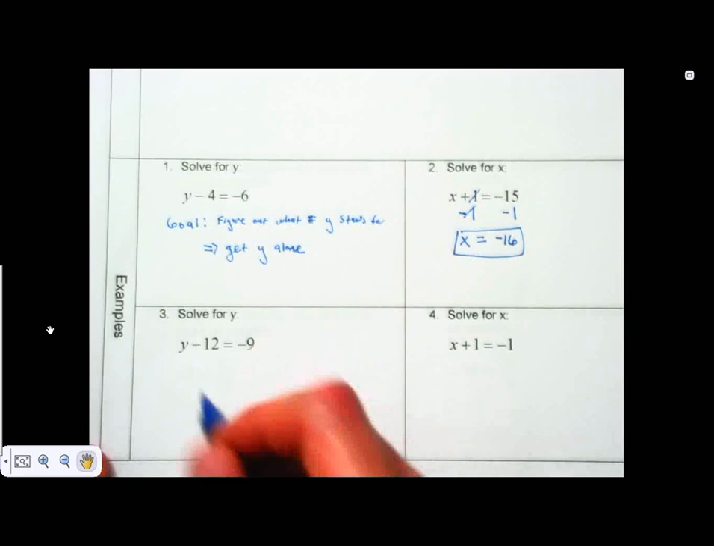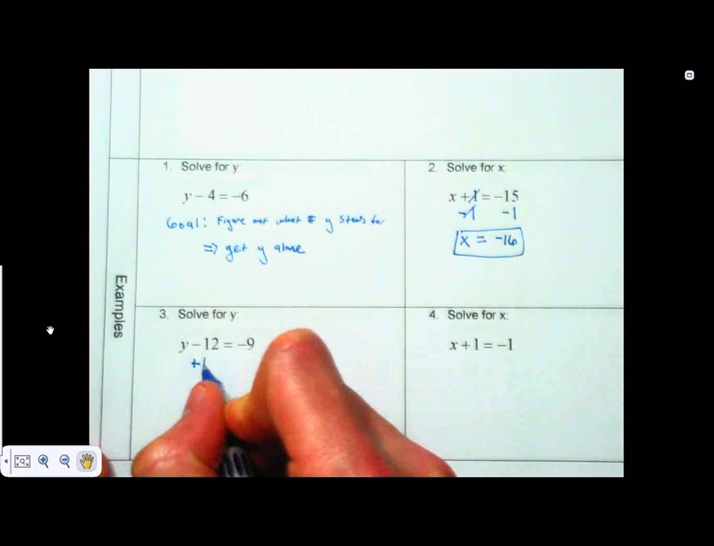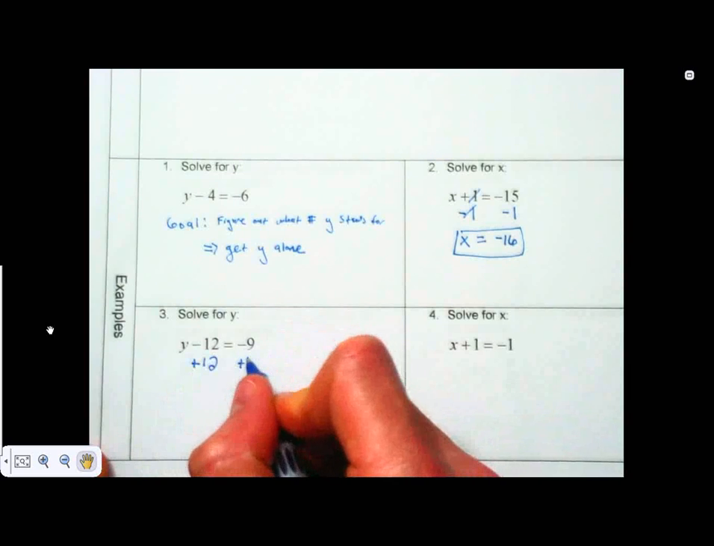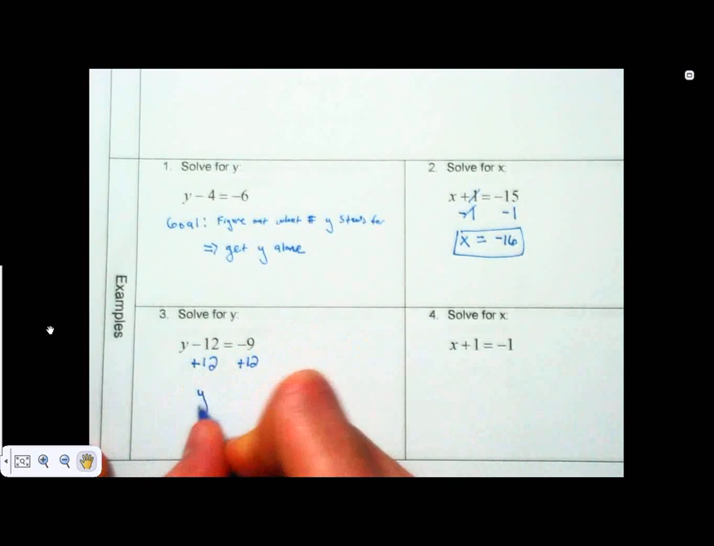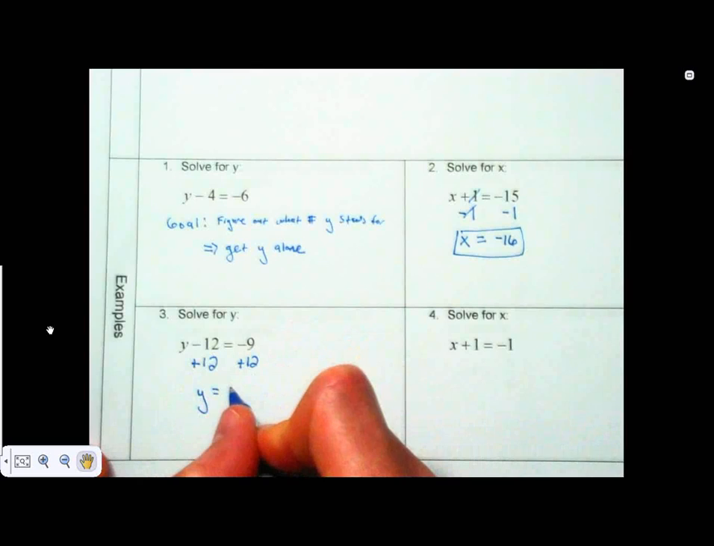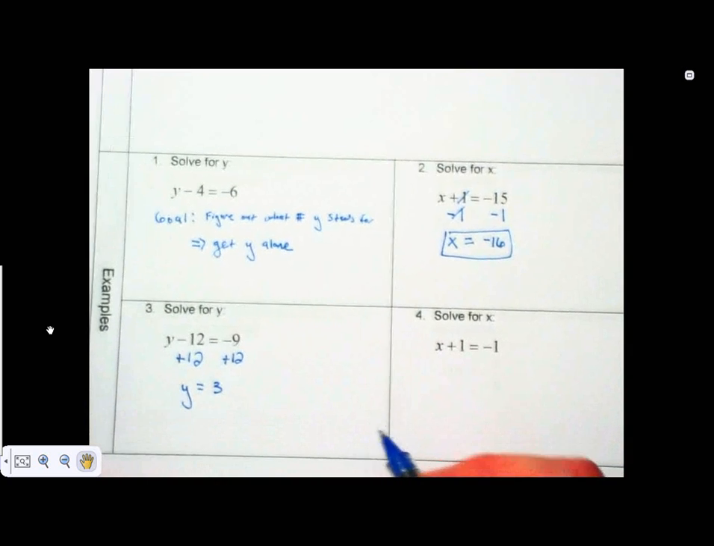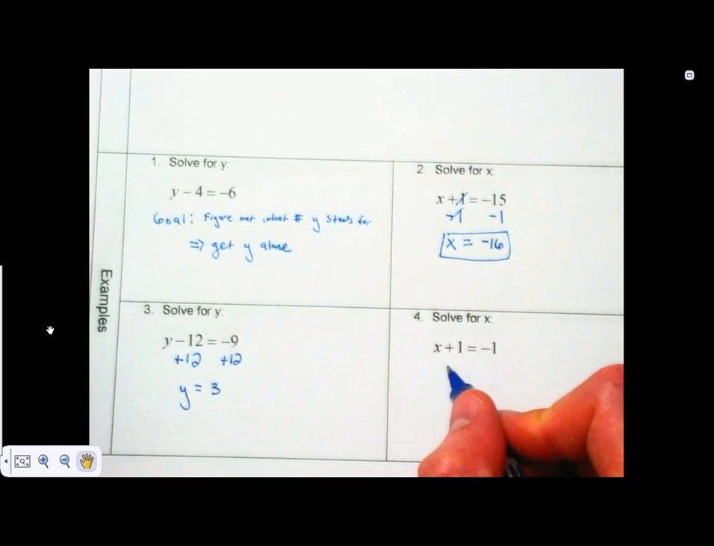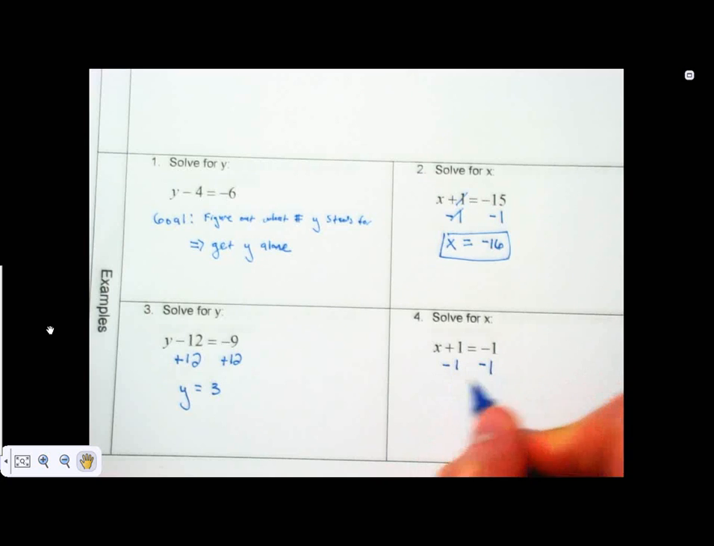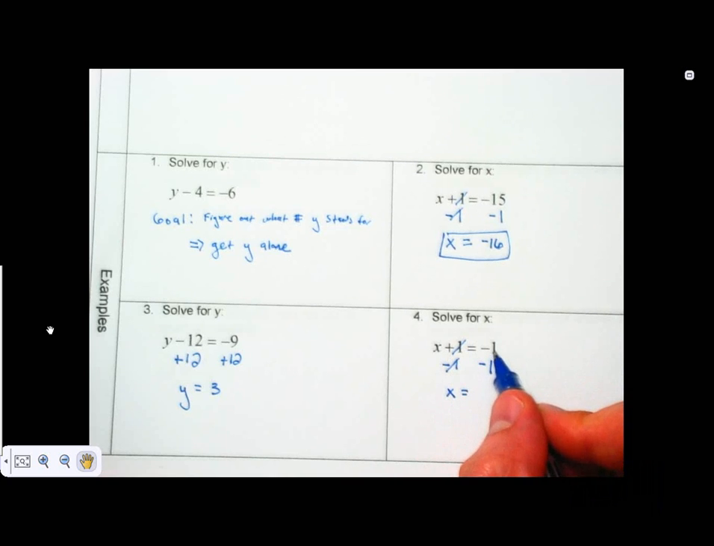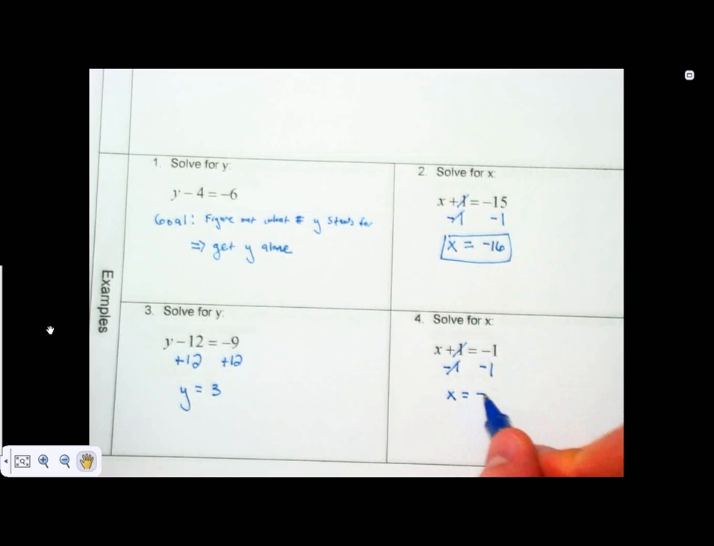Okay, so for number 3, you should have added 12 to both sides to get rid of the minus 12, which would have given you y equals 3. Okay, again, whatever we do to one side, we have to do to the other. And then in number 4, to get rid of this plus 1, you should have subtracted 1 from both sides. Okay, 1 and negative 1 make 0. And on the other side, negative 1 and negative 1 make negative 2.